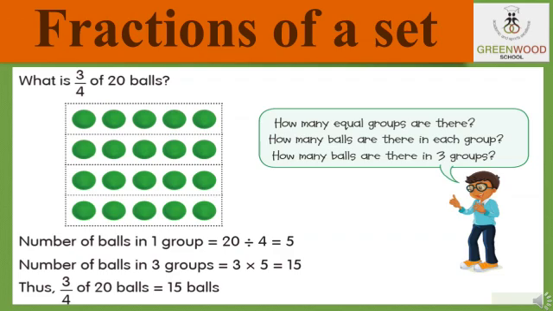Now we know that there are 4 groups and total we have 20 balls. So number of balls in one group is equal to 20 divided by 4, which is equal to 5. So in one group there are 5 balls. Now number of balls in 3 groups is equal to 3 into 5, which is equal to 15. Thus 3 by 4 of 20 balls is equal to 15 balls.